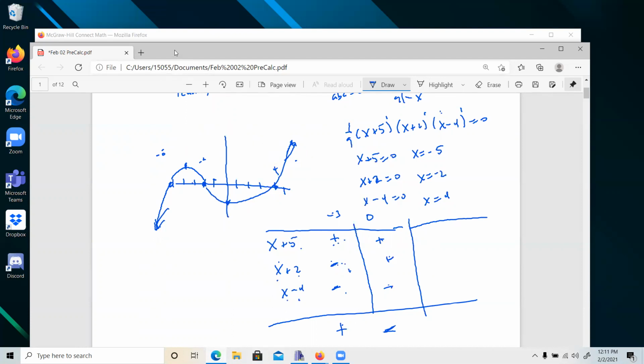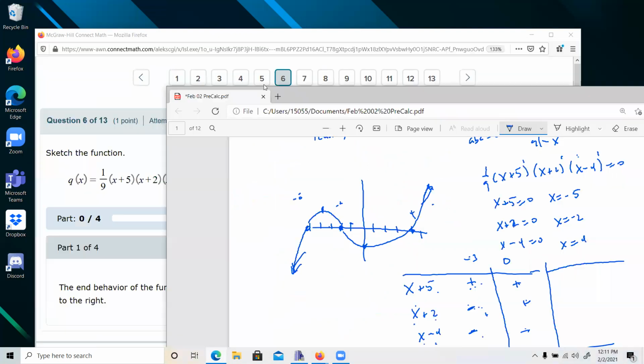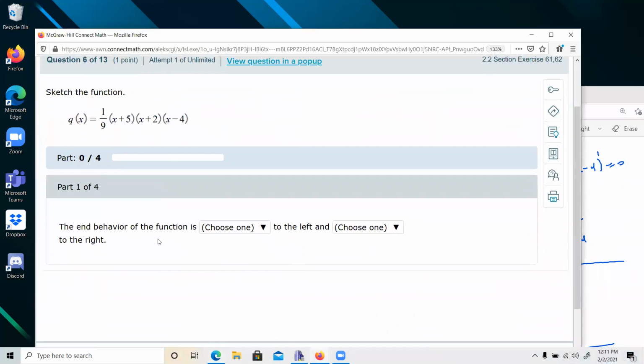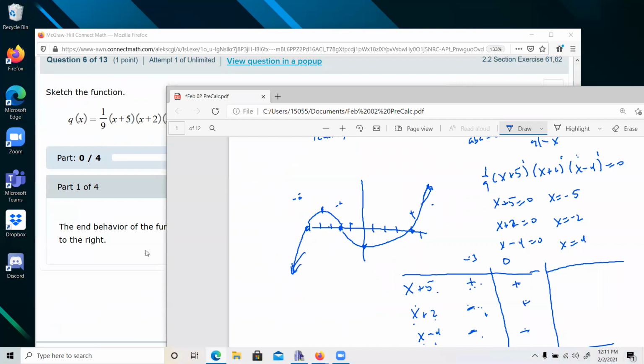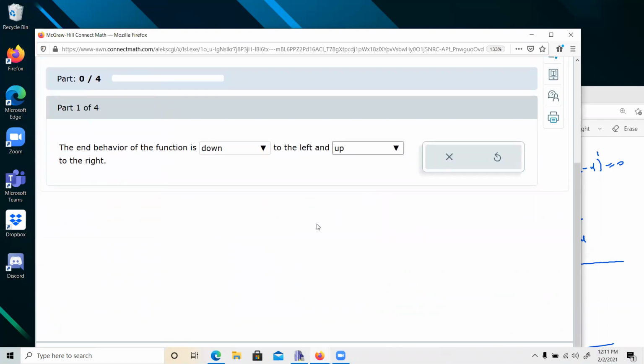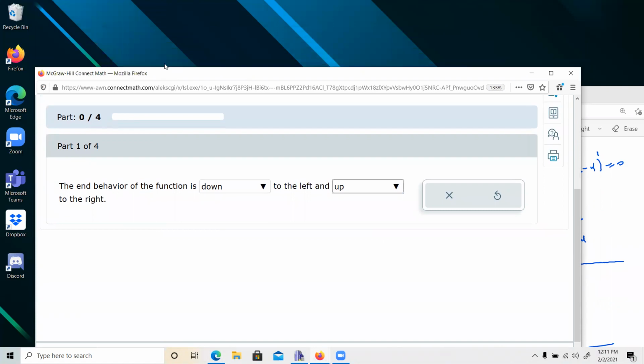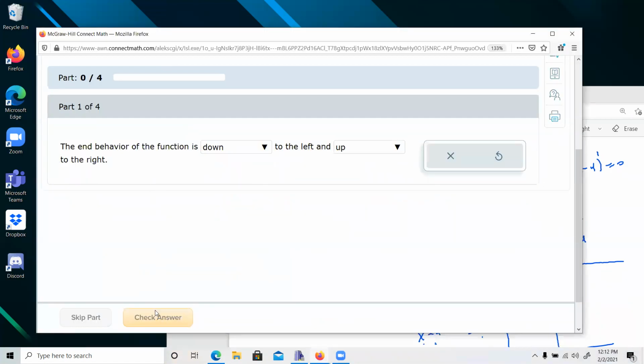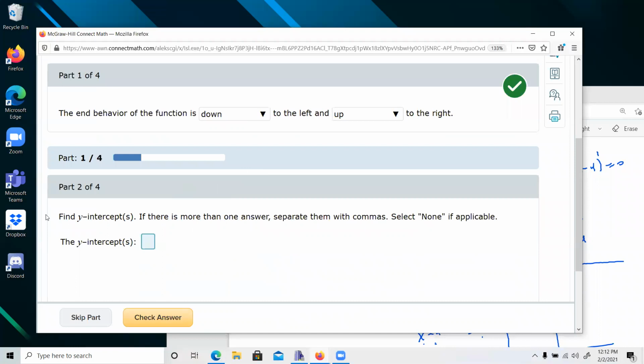So the end behavior of the function is down to the left, and up to the right. But be careful. Is that all they wanted? That's not all they wanted to ask. We have 4 parts here. That's kind of nice that they let us do it piece by piece, though.